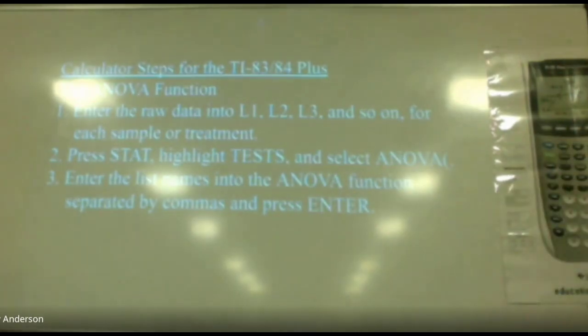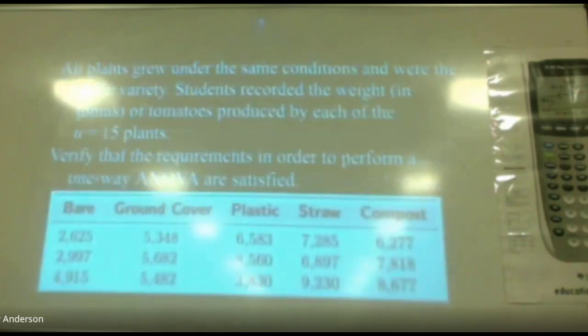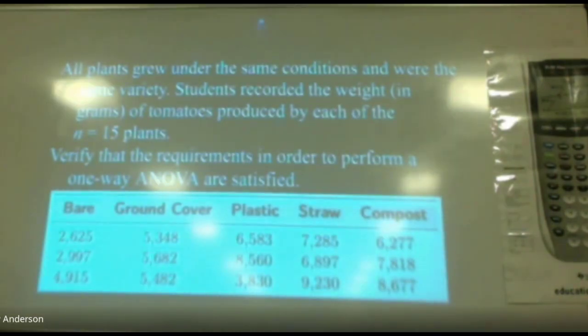So we're going to practice this a little bit. As part of an experiment to see the way different types of soil cover could affect slicing tomato production, Marist College students grew tomato plants under different soil cover conditions. Groups of 3 plants each had one of the following treatments: either bare soil, a commercial ground cover, black plastic, straw, or compost. So all the plants grew under the same conditions and were the same variety. Students recorded the weight in grams for the tomatoes produced by each of the 15 plants.